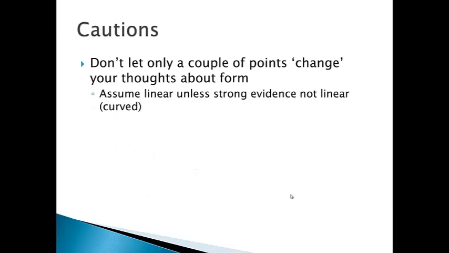One word of caution. A lot of students often get tricked when they're talking about the form of the scatter plot. In general, assume the form is linear unless there's really strong evidence that it's not, that is, that it's curved. Don't let just a couple of points on the scatter plot change your whole interpretation about form. You really should be looking for the general pattern of the data. Most times, that form, that pattern, will be linear.